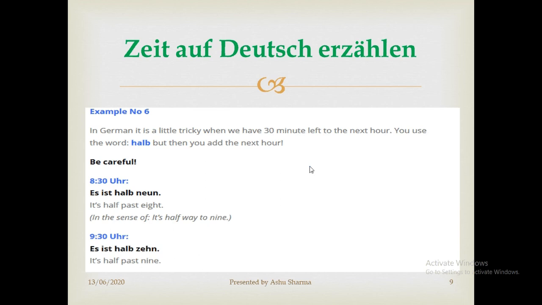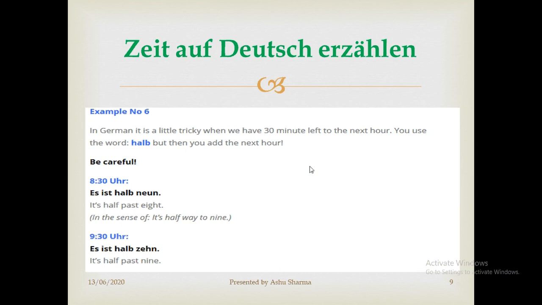Now example number 6. In German, it's a little tricky when we have 30 minutes left to the next hour, and you use the word "halb", but then you add the next hour. So be careful at this point. Suppose we have 8:30 Uhr, so it's half past 8. So "Es ist halb neun". In the sense, it's halfway to 9. But suppose we have 9:30 Uhr, so it's half past 9. So "Es ist halb zehn". So you can say it's halfway to 10, it's half past 9. So "Es ist halb zehn".